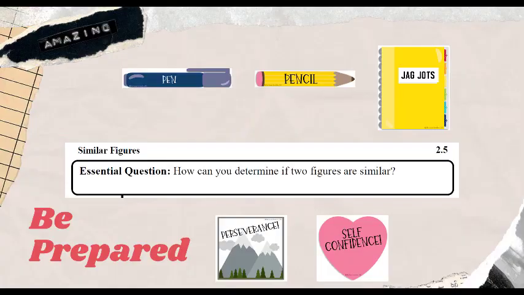You're going to need your pen and pencil, your Jaguar Jots on section 2.5, the practice problem example number 1. And you need to bring your perseverance and your self-confidence.